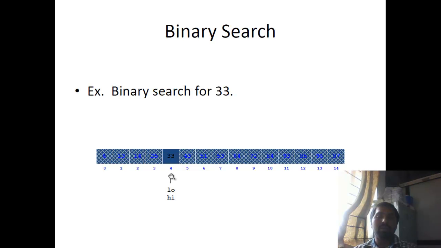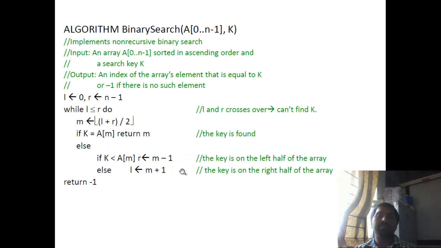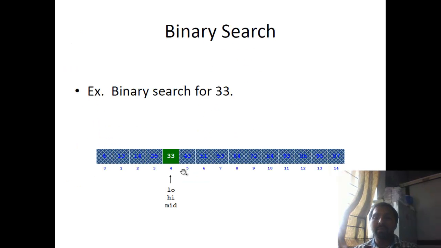Now we take the half. The lower index and highest index are the same element, and the mid position is also the same. The mid position element is now 33 and the key element is 33, so both are matching. So we can display that the given element is available in the given list. This is the way we can apply binary search to find whether the given element is available or not in the list.